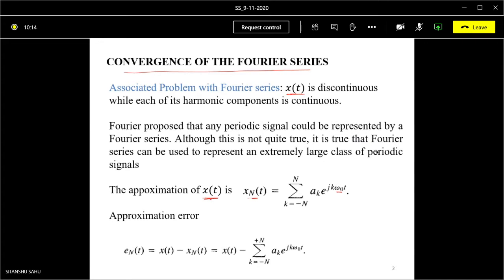Since this is an approximation of x(t), there must be an error. That error can be written as e(t), which is nothing but x(t) minus x_N(t). If I go on increasing N, that means the number of sinusoidal components that I'm using to approximate x(t), then this error e_N will be reducing towards 0. Okay, so that is our goal. When this error is 0, then we can say the approximation of x(t) with the help of this expression is perfect.